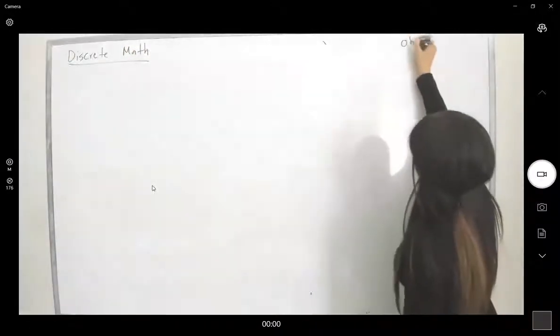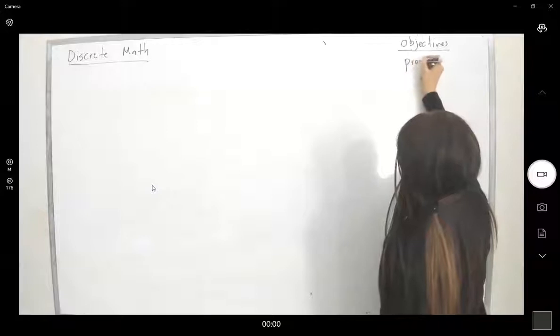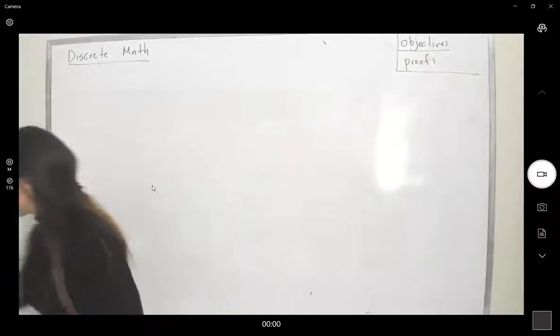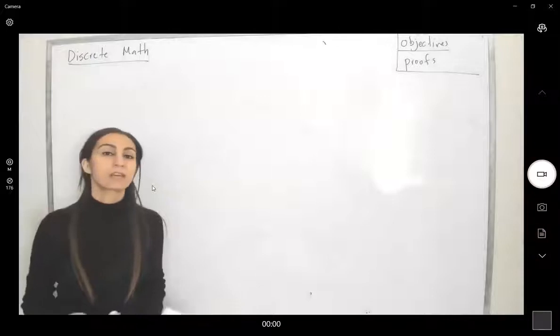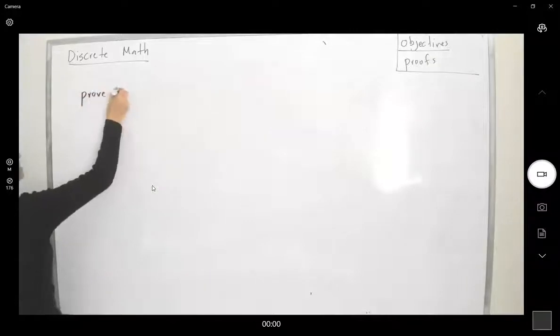We start talking about different types of proofs. Objectives, proofs. When it comes to theorems, when it comes to statements, we have different methods of proving them. How to prove a statement?